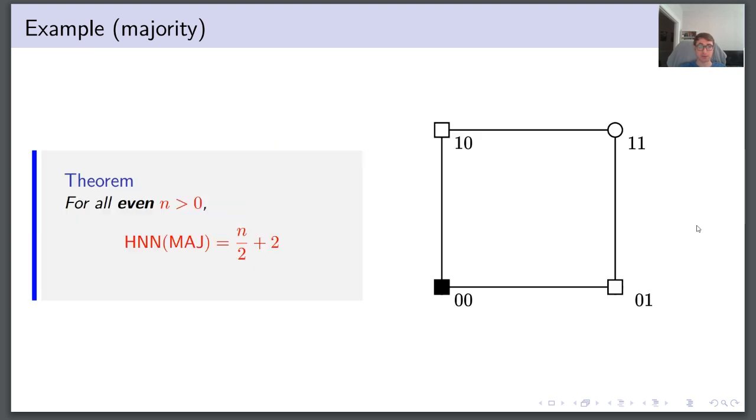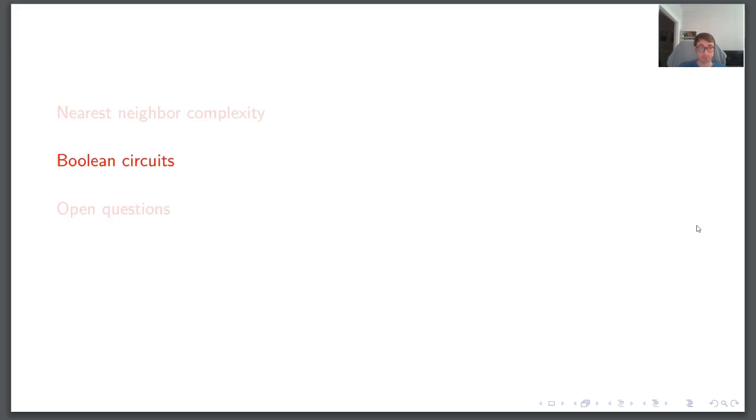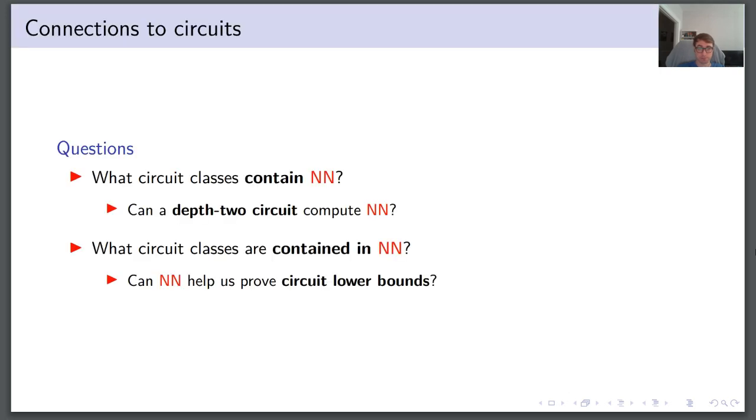And actually, in our paper, we show that this 2 anchor representation doesn't hold when n is even. We require n over 2 plus 2 anchors, but I won't dwell on the proof here. So that kind of illustrates the general spirit of nearest neighbor complexity. And now we'll switch to talking more about circuits with respect to nearest neighbors.